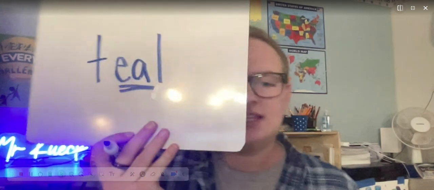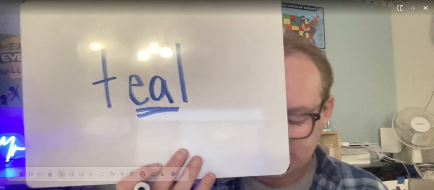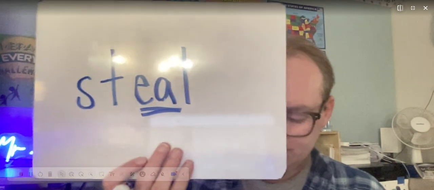I'm going to think, T spells T. So teal. Teal is like a blue-green color. Teal. Good. Now, what if you add in an S to the beginning? What word is that?